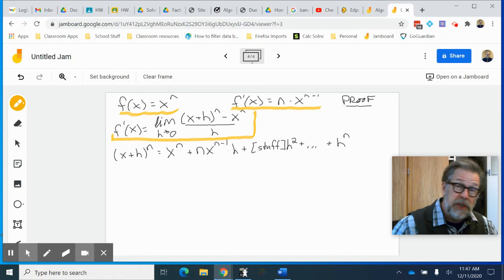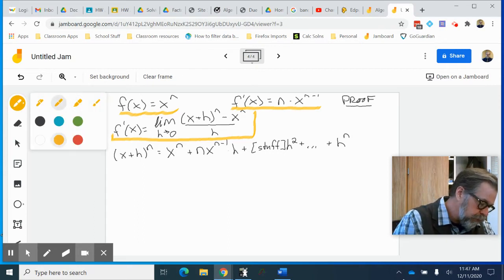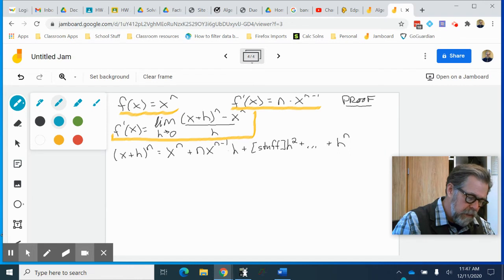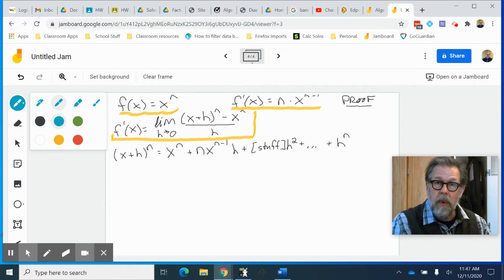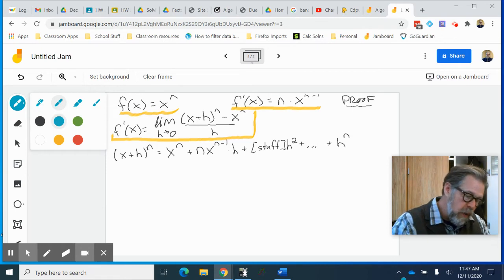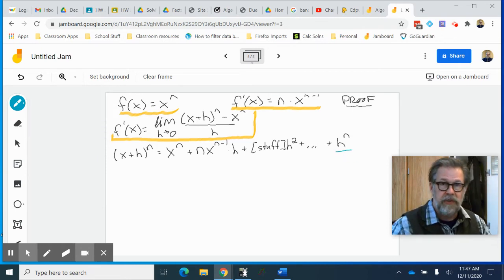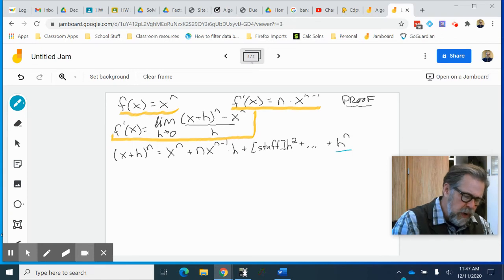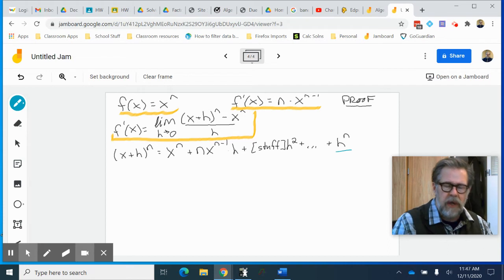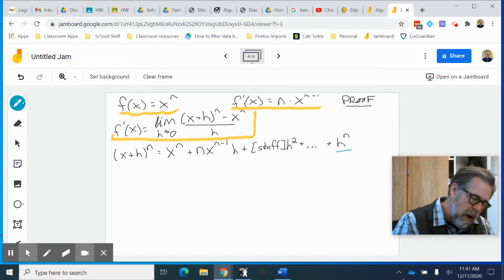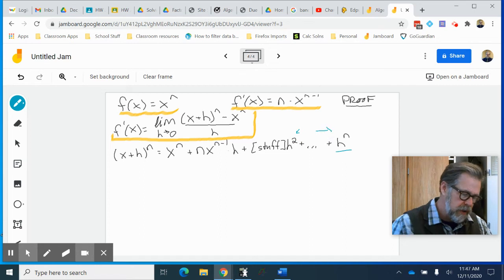The binomial expansion using Pascal's triangle, and in fact, I have a video about that, says that x plus h to the n can be written as x to the n plus n x to the n minus 1 times h plus, and then what we notice is that x power keeps going down, h power keeps going up until we finally get to the last term, which is h to the n. And I just wrote it, instead of writing it all out, we've got stuff times h squared plus dot dot dot plus h to the n. And that power of h will just keep increasing until you get to n.